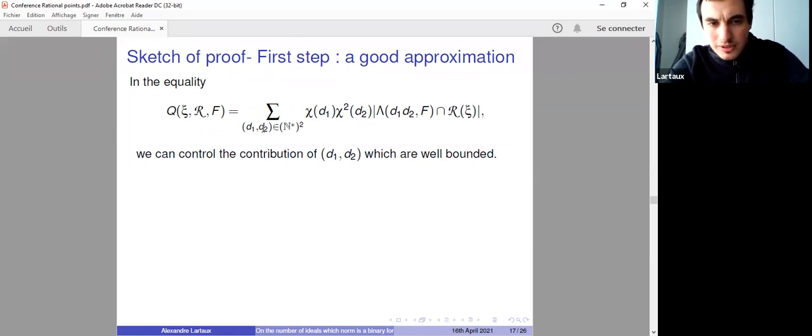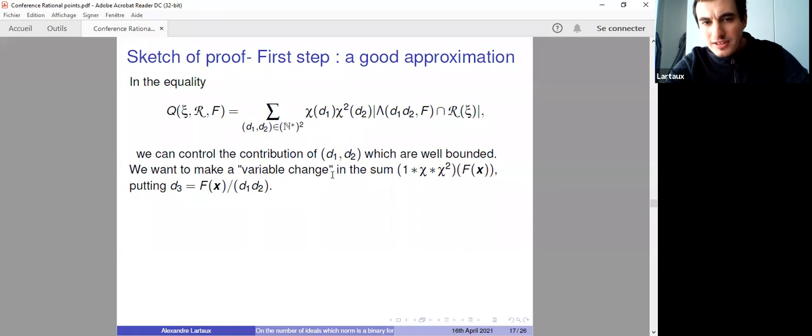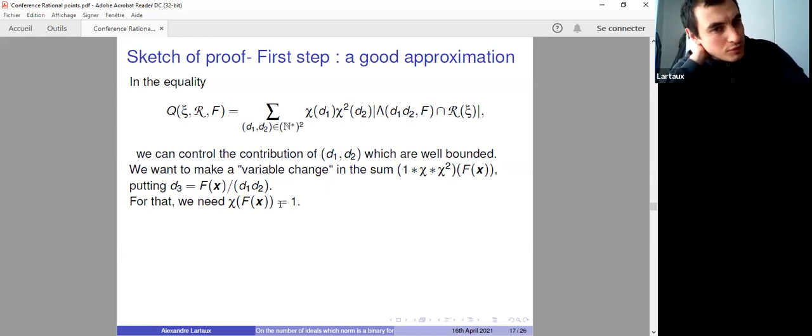So what happens when D1 and D2 are not bounded? In this case, in the sum of R2 of f of x, we want to make a change of variable, putting D3 equal to f of x over D1, D2. But this change of variable is only efficient if the character K of f of x is equal to 1. So this is the next step of the proof: to give a parametrization of Q according to this equality.